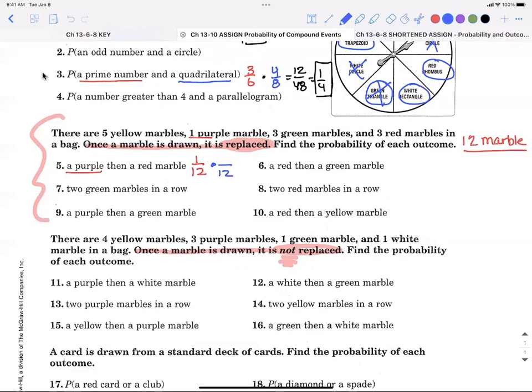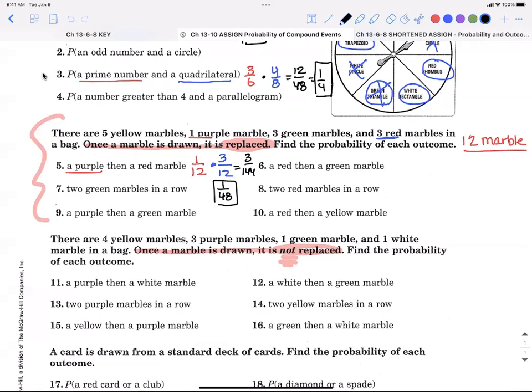What is the probability of drawing a red? 3, because there's 3 red marbles. So the probability of the second event as a single event is 3 out of 12. Now we multiply across the top, multiply across the bottom. And when we reduce this, we divide 144 by 3, we divide 3 by 3, and we end up getting 1/48, which was the answer in the answer key that I could not get to yesterday.